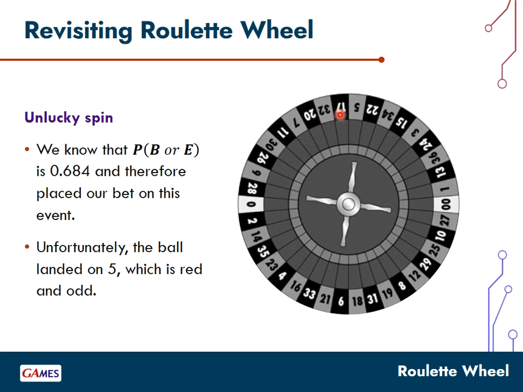Now you can see something has changed here. We are not going to be placing bets based on just the information about that event. The only information we have here is that we know the total number of outcomes for that event, and we know the total number of outcomes for the sample space. So you simply divide the number of outcomes for the event, like B or E, by the total number of outcomes in the sample space, which is 38.